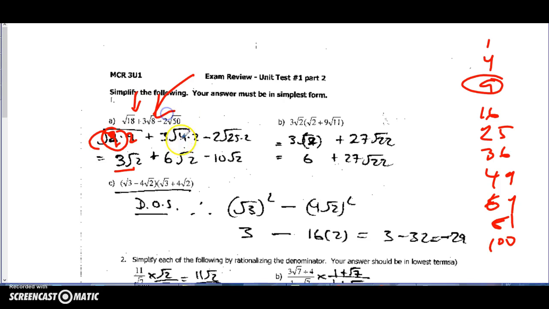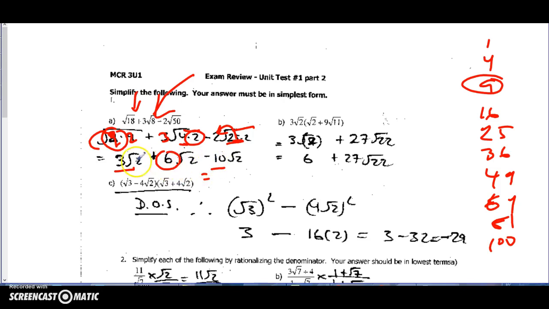The biggest perfect square that goes into 8 is 4. Take that out, that's 2. I already had 3 in front, so 3 times 2 is 6, and I'm left with root 2 under here. Same thing here, I get this 5 out, root 25, sorry, is 5, and then 2 times 5 is 10, and then I collect like terms.